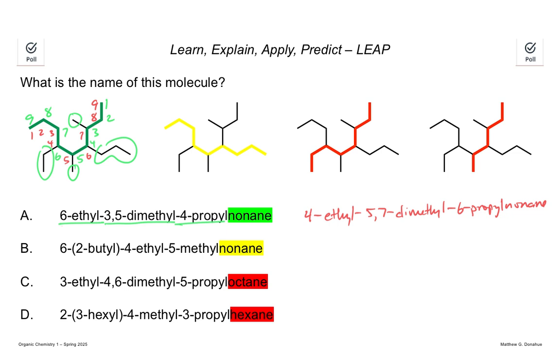So the real reason that this one in green is correct versus the one that I wrote in red. So if we take 6 plus 3 plus 5 plus 4, that gets us what? 18.